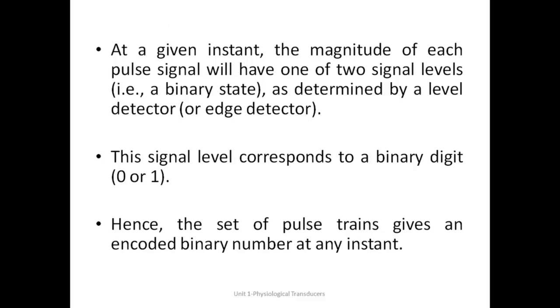So at a given instant, the magnitude of each pulse signal will have one of two signal levels, as determined by the level detector. It will be binary in number. The signal corresponds to a binary digit, that means some number written in terms of zeros and ones. The set of pulse trains gives an encoded binary number at that particular instant.